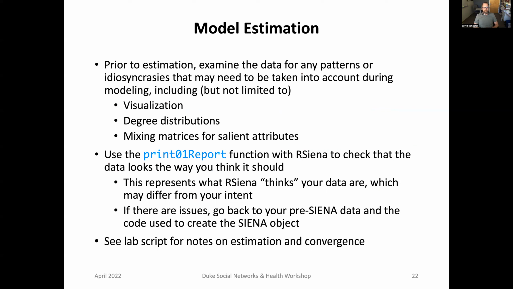So when we get to estimation, I want to emphasize the importance, first of all, of examining your data, because oftentimes there are just some weird patterns or idiosyncrasies that you want to take into account. Such is the case in our case, this gender specificity of activities really prevented certain actors from joining certain foci, and it's something we need to take into account to get a reasonably fitting model.